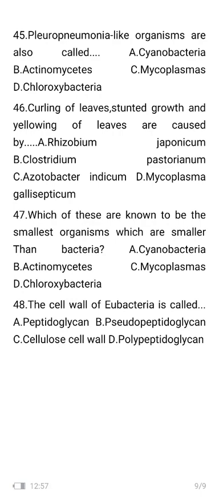Number 46, curling of leaves, stunted growth and yellowing of leaves are caused by A. Rhizobium japonicum, B. Clostridium pasteurianum, C. Azotobacter indicum, D. Mycoplasma gallisepticum. Mycoplasma gallisepticum is the causative agent of curling of leaves, stunted growth, and yellowing of leaves in plants. And it is majorly found in the phloem of plants. It's a very bad guy. Please, it is a very bad guy. Mycoplasma gallisepticum is found in the phloem of plants.